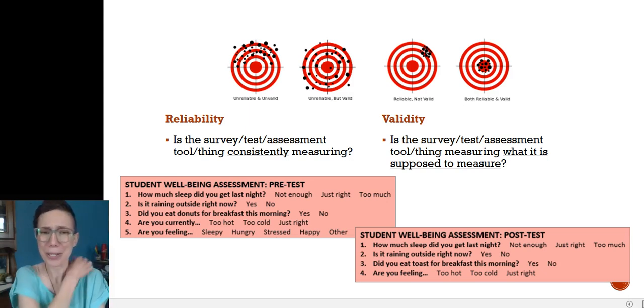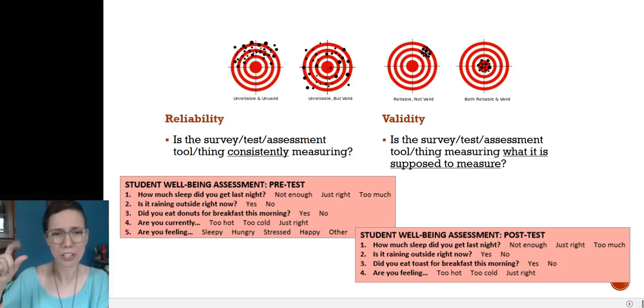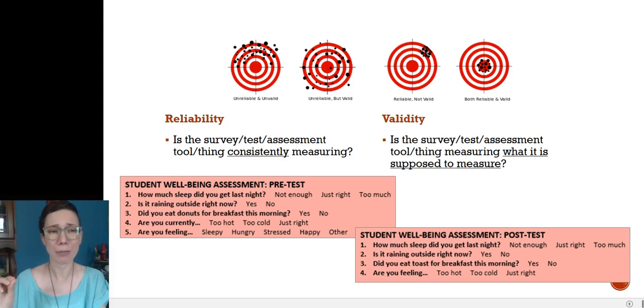I mixed up the questions, right? Some of the answer options changed. The "are you feeling" question kind of merged. Number 4 and number 5 merged at the end there. So now we have an issue of reliability because I'm not even asking the same questions in the same way on the post-test. So there's definitely not going to be reliability there.